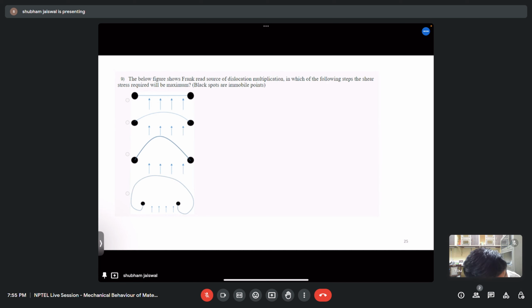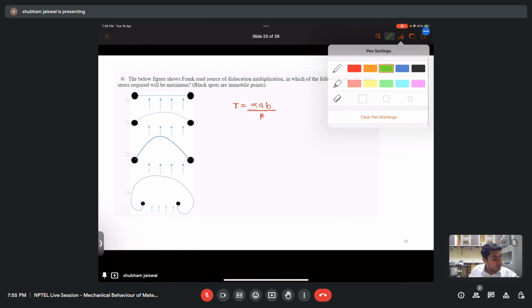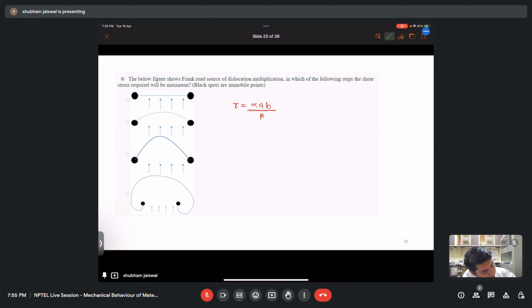So we know tau is equal to alpha G b upon R. So if the radius decreases, then the shear stress will increase. Is it not? So among this, if we see, for this case, the R is approximately infinity. Here R is there. Here, okay.